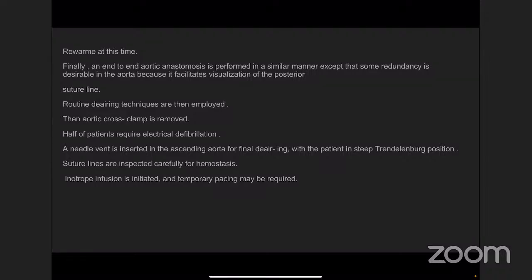Routine de-airing technique: the aortic cross-clamp is removed. Half of patients required electrical defibrillation. A needle vent is inserted in the ascending aorta for the final de-airing. The patient is put in Trendelenburg position. The suture lines are inspected carefully for hemostasis. Infusion of inotropes and temporary pacing may be required.